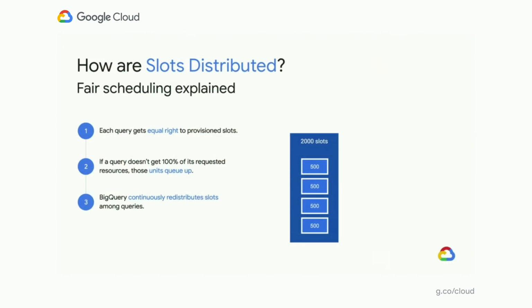Now, when you have multiple queries running concurrently, what happens in BigQuery? We use this concept called fair scheduling. What that means is each query gets equal right to the available provisioned slots.